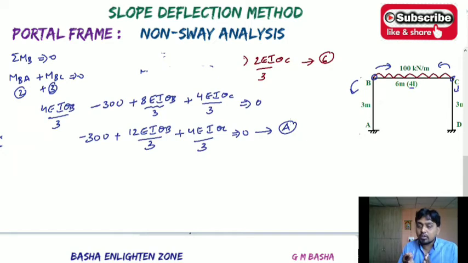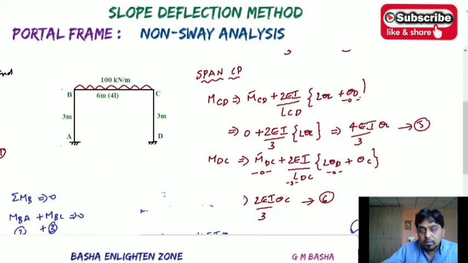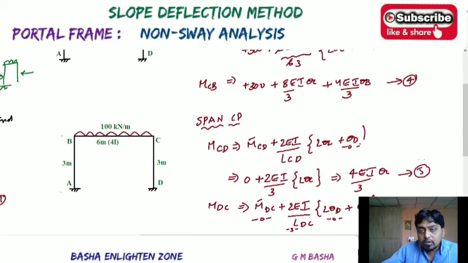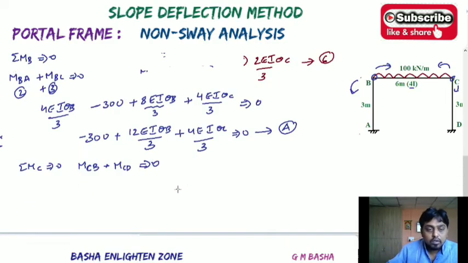So already we solved in the equation forms A, 1, 2, 3, 4, 5, 6. And again sigma MC will be equal to 0. Sigma MC will be equal to 0 means sum of the moments at the fixed joint, MCB plus MCD, equal to 0. Okay, what is the equation of MCB? MCB will be entire this equation up to here. I am copying that one from equations 4 and 5.